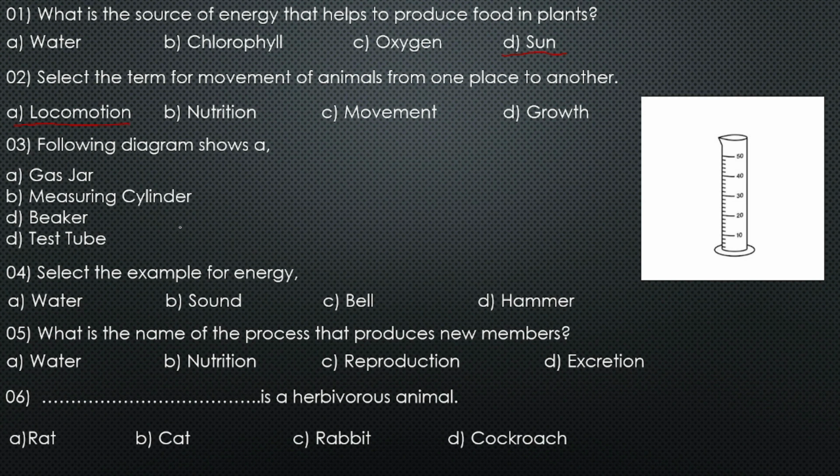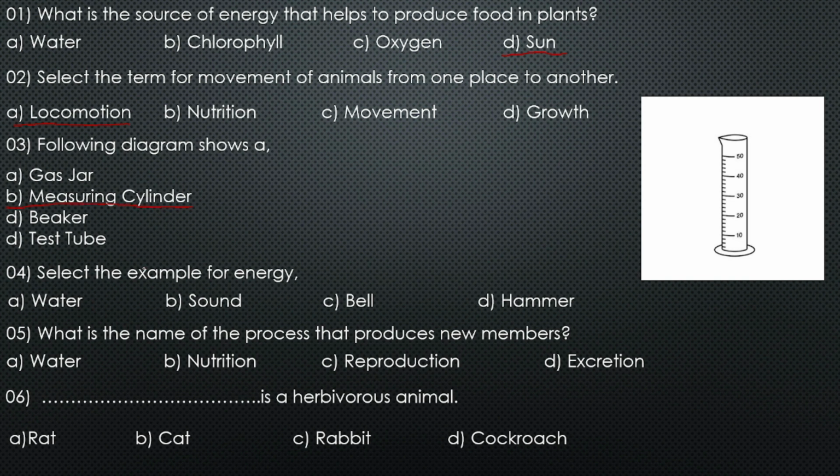Number 3. The following diagram shows, look at this diagram here, a cylinder-shaped piece of equipment. Actually, this equipment can be used to measure volume. You have numbers on it: 10, 20, 30, 40, 50. It should be milliliters. The milliliters are not mentioned, but anyway, I will just read the answers for you. Gas jar, measuring cylinder, beaker, test tube. Gas jar, beaker, test tube are all equipment, actually these four are all equipment that we use in the lab. But this equipment is a measuring cylinder. Therefore, the answer is B, measuring cylinder.